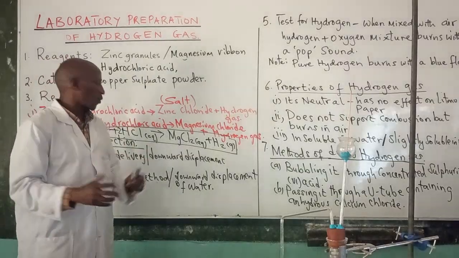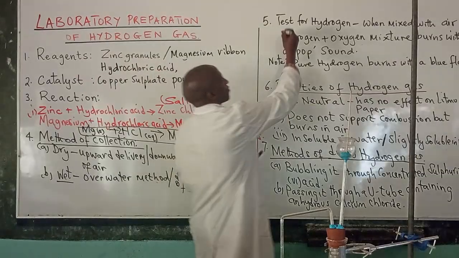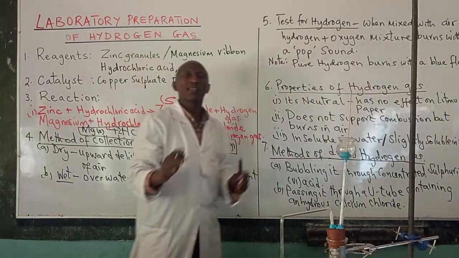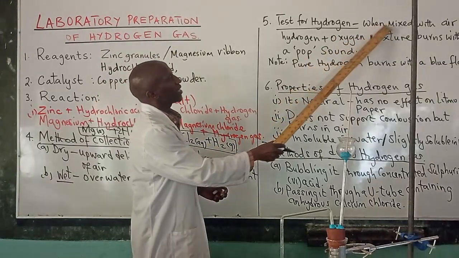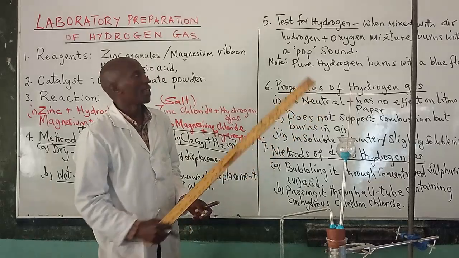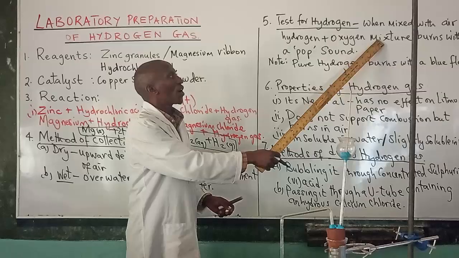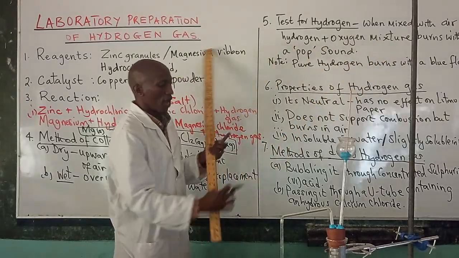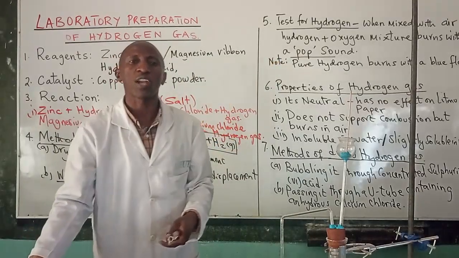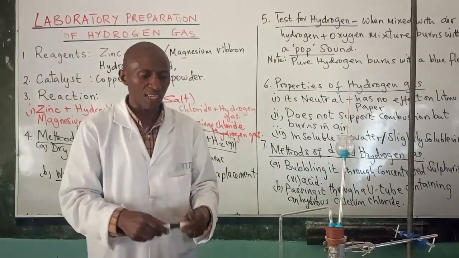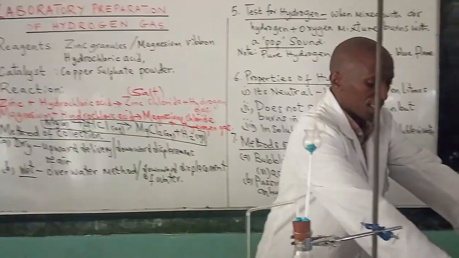Now, let us move to item number 5. How we test for hydrogen. So viewers, you realize that when hydrogen is mixed with the air, the hydrogen and oxygen mixture will burn with a pop sound. So let's test on ours and see how that one occurs. We're going to use a burning splint.